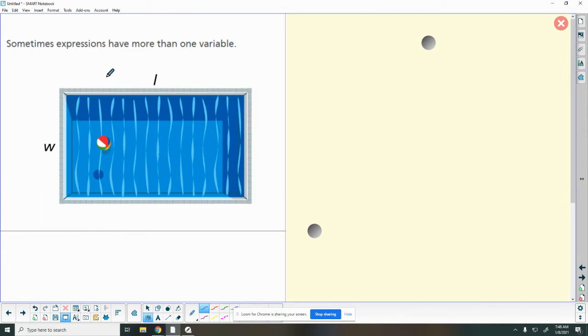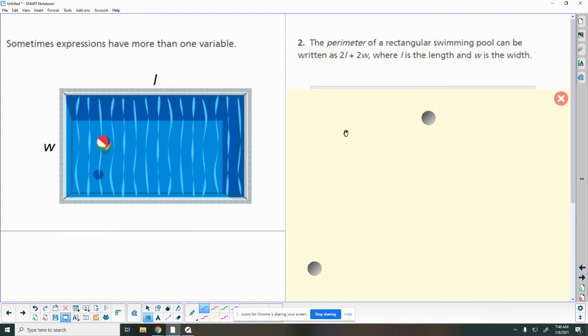So task 2 tells us that sometimes in our expression, we can have more than one variable. If we were finding the surface area of this pool, it has a width and it has a length. And we know pools can come in lots of different sizes. So these W's and L's can be a lot of different things.